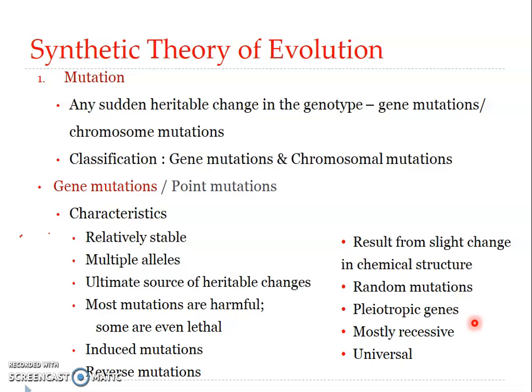Then the mutated genes can be pleiotropic, and most of them are recessive. Even though mutations can be dominant, mostly gene mutations are recessive, and most of them go undetected. Okay, they are universal, and they can occur at any stage in the development of an organism, right? So these are the characteristic features of gene mutations. Okay, chromosomal mutations we'll be looking at in detail in the next presentation.